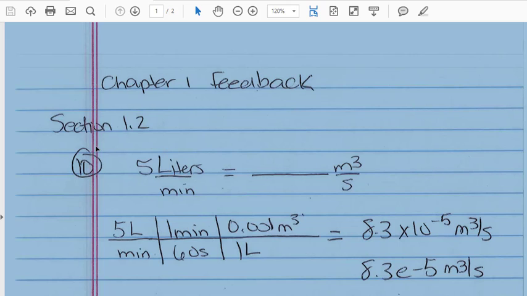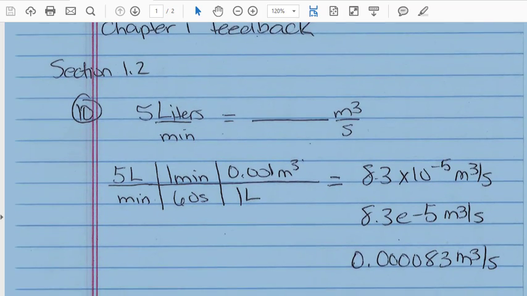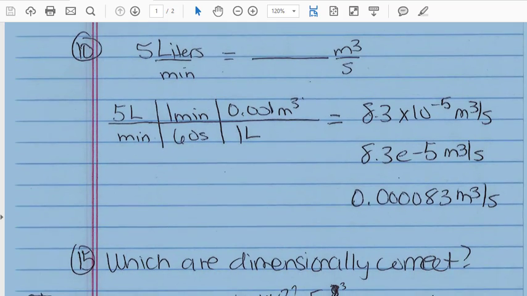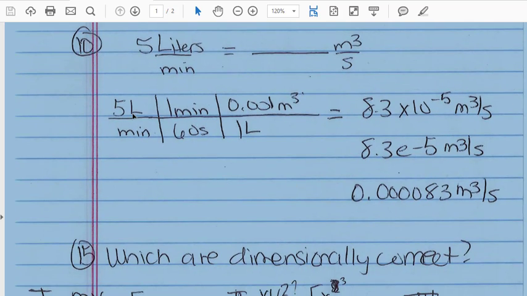And the very first one I noticed was number 10 in section 1.2, and that was the one where you had to convert the blood flow problem of 5 liters per minute to meters cubed per second. So let's go over that problem. And basically all you had to do was convert the liters per minute to meters cubed per second.